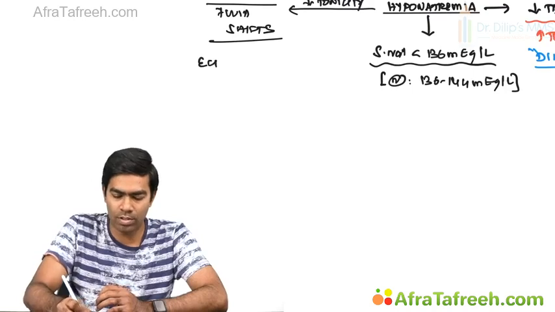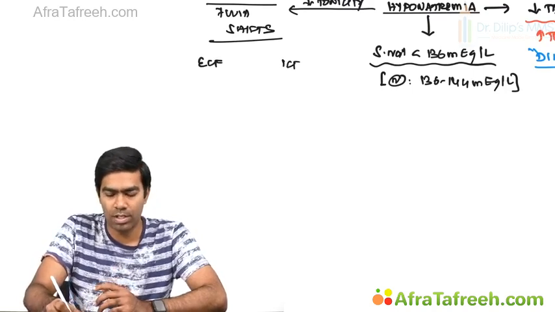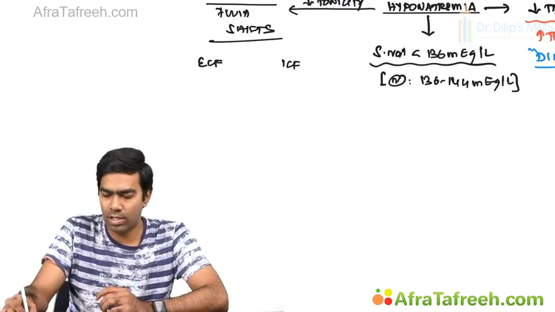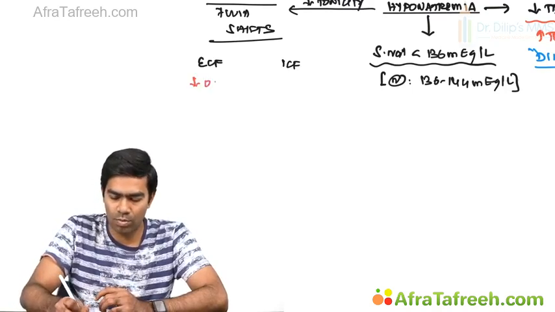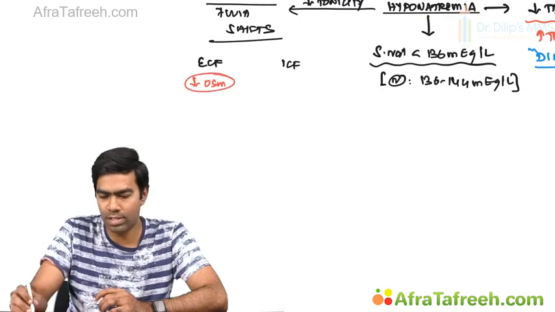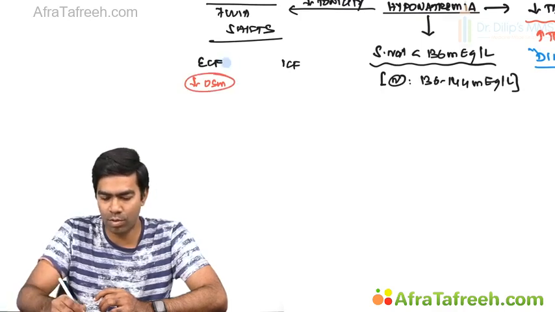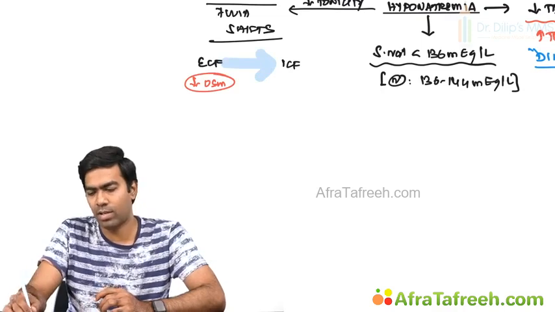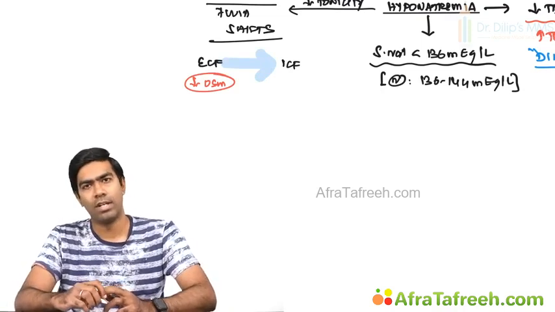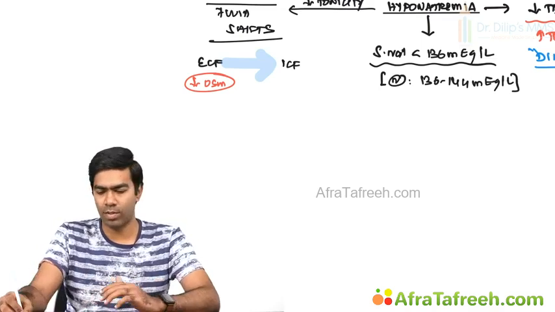They cause fluid shift from the ECF towards the ICF. Why? Because here the ECF is going to have lower osmolality and lower tonicity compared to the ICF. Water always moves from a region of lower osmolality to a region of higher osmolality, that is higher solute concentration. And that's why here the water moves from ECF to ICF.